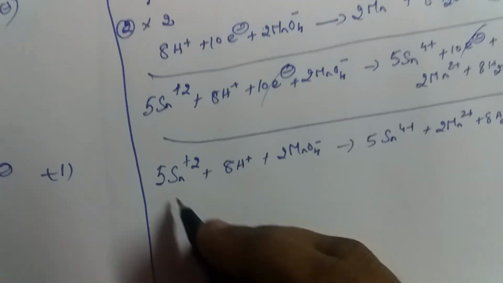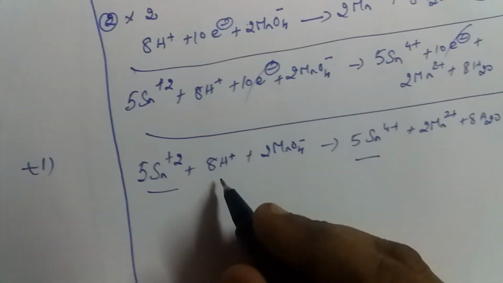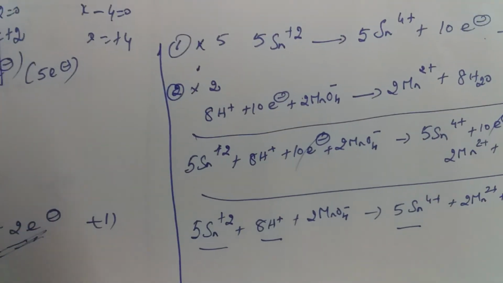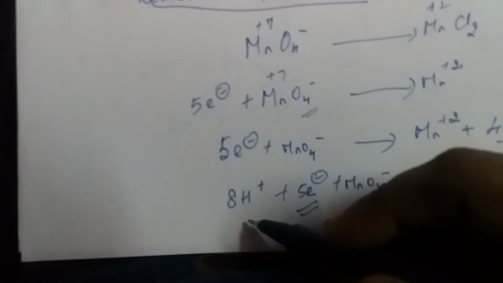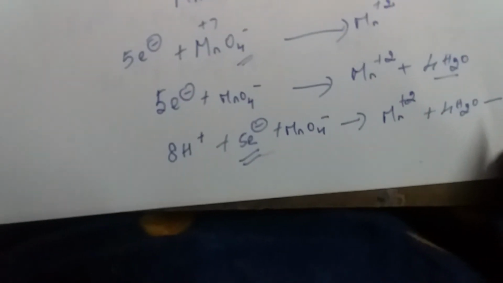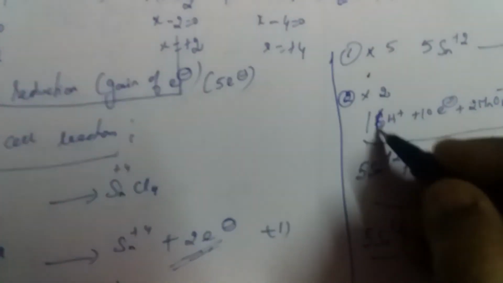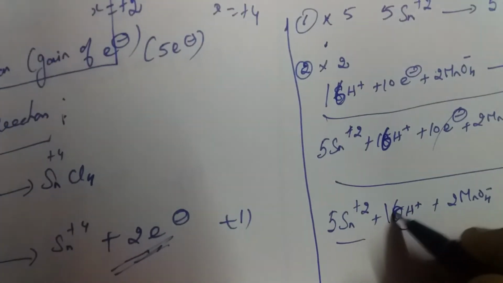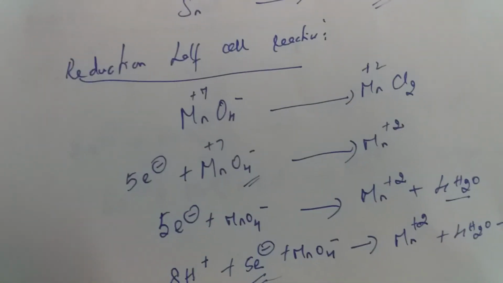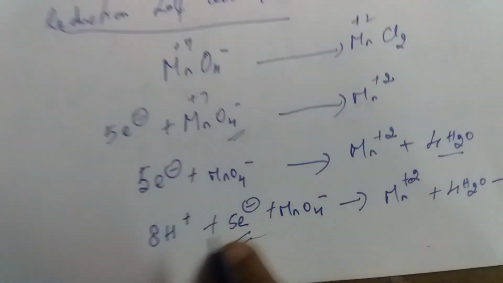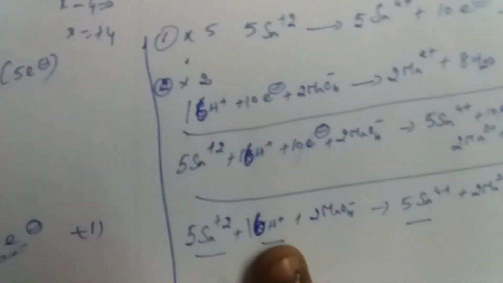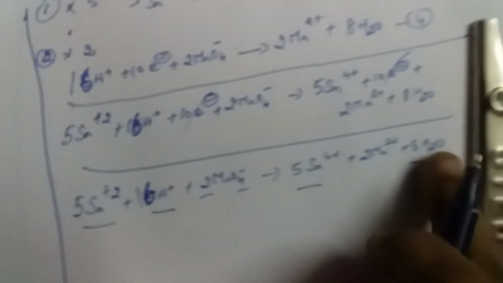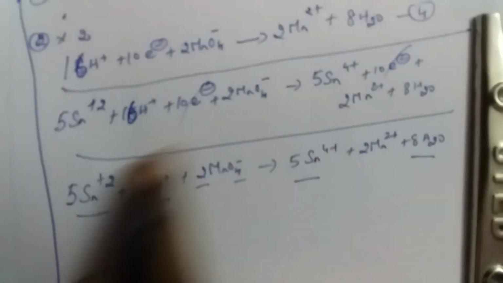Here 5 Sn2 plus, here also 5 Sn4 plus. Here 8H plus is present, so we have to multiply the second equation by 2. Sorry, I didn't multiply this 8H plus by 2. Then 16H plus here and 16H plus on the other side. How many oxygens are present? 8 oxygens here, also 8 oxygens here. Therefore this equation is balanced.